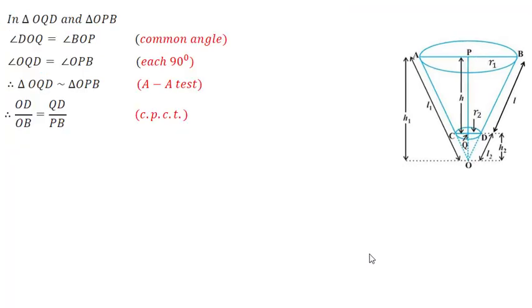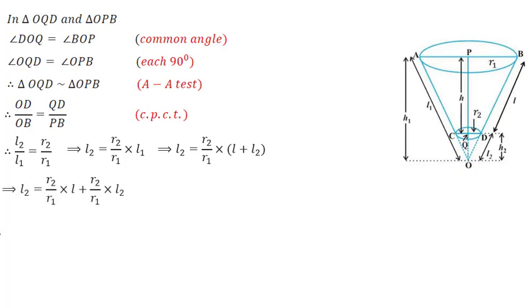So I will get L2 upon L1 equal to R2 upon R1. That gives me the value of L2 as R2 upon R1 into L1. Now this L1 we can write as L plus L2. So let us replace L1 with L plus L2. Now we open this bracket and we get L2 as R2 upon R1 into L plus R2 upon R1 into L2. Now I bring all L2 terms on one side, so let us move them to the left hand side. It is L2 minus R2 upon R1 into L2 is equal to R2 upon R1 into L.